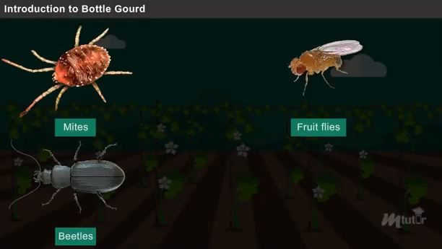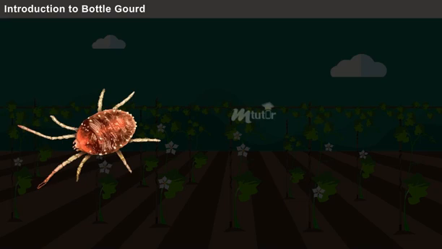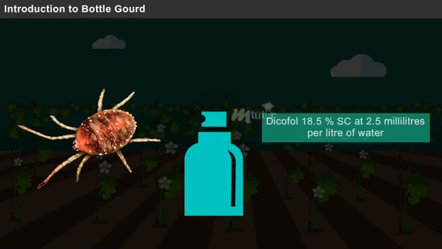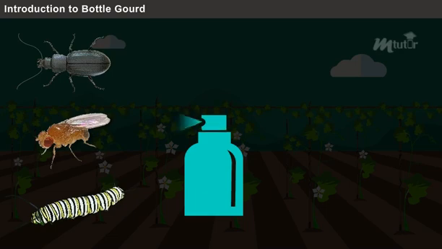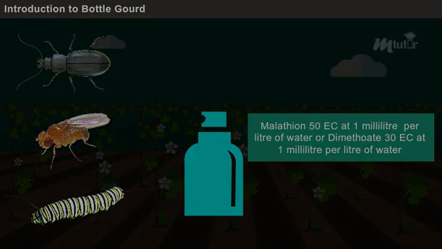Mites, beetles, fruit flies and caterpillars are the common pests that can affect bottle gourd cultivation. Mites can be controlled by spraying dicofol 18.5% SC at 2.5 milliliters per liter of water. Beetles, fruit flies and caterpillars can be controlled by spraying malathion 15 EC at 1 milliliter per liter of water or dimethoate 30 EC at 1 milliliter per liter of water.